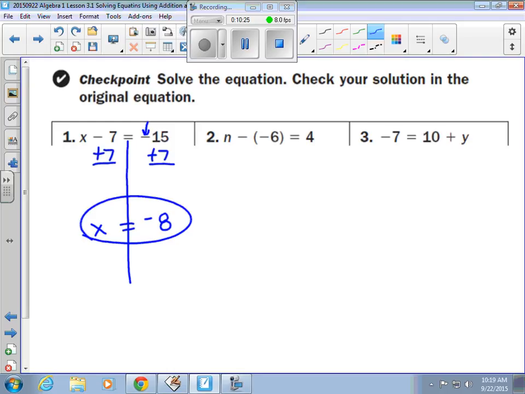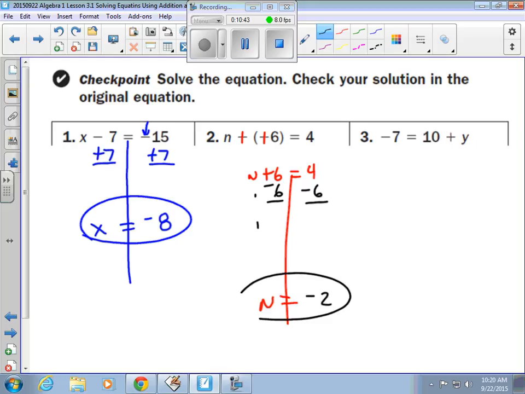Keep that sign. N minus a negative 6 plus a positive 6. N plus 6 is 4. Balance point. Get N by itself. Undo plus 6 by subtracting it. Do it there, you got to do it here. Opposite signs. 4 minus 6 is going to be negative 2.